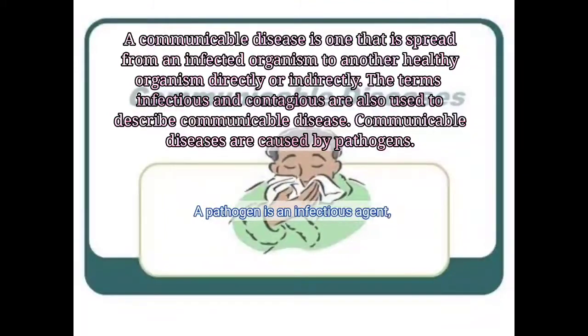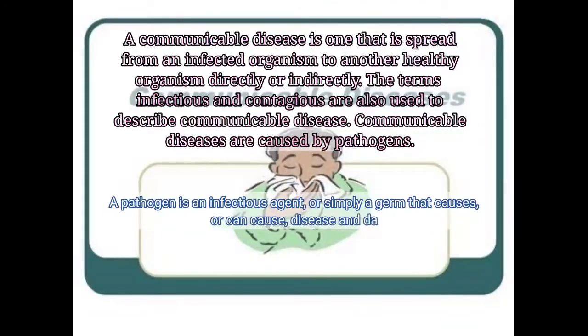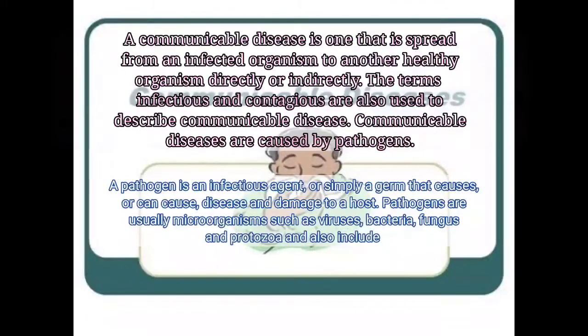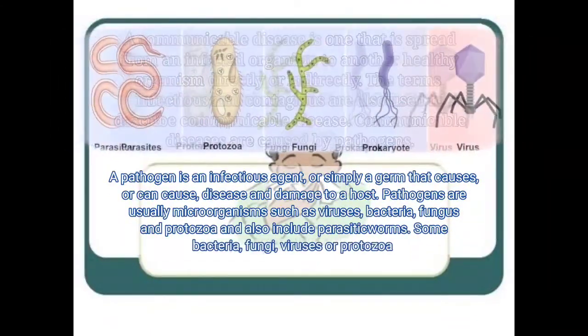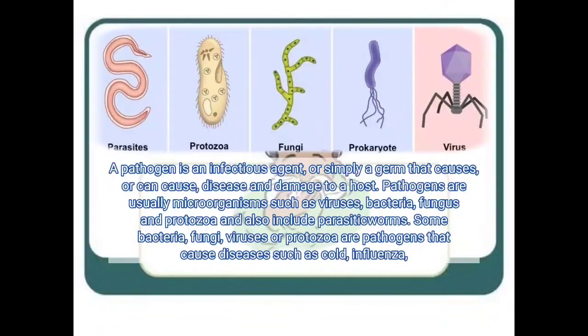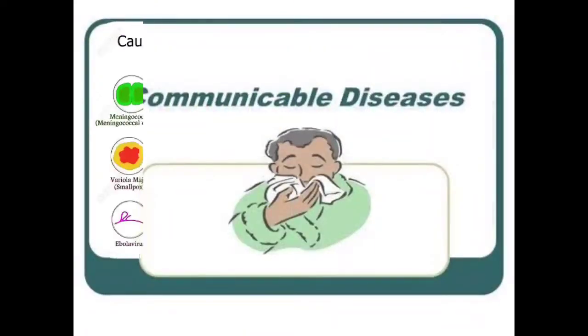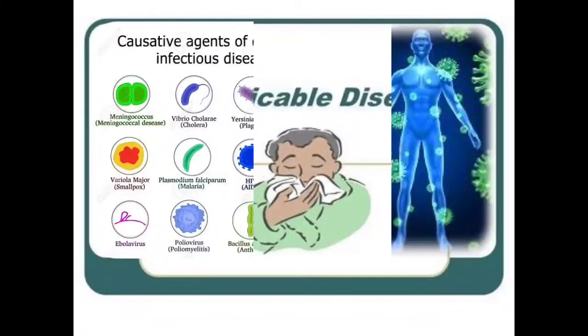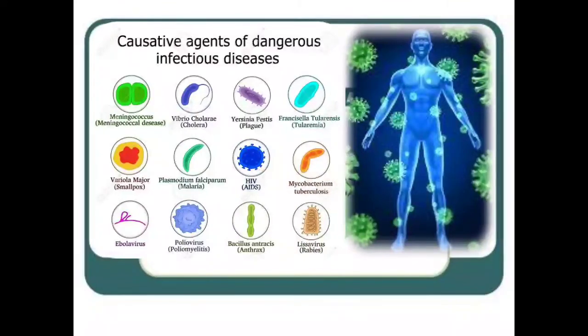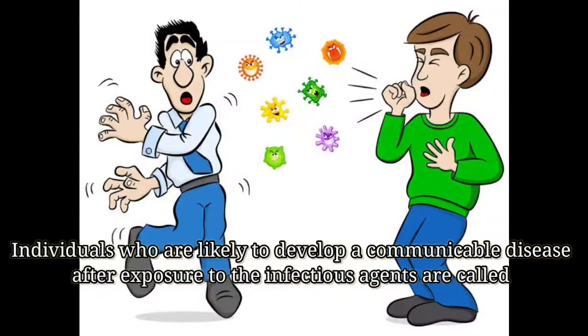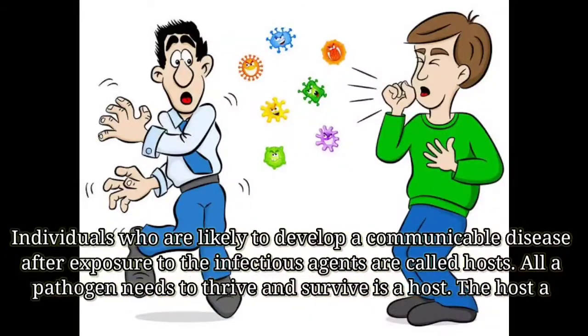A pathogen is an infectious agent, or simply a germ, that causes or can cause disease and damage to a host. Pathogens are usually microorganisms such as viruses, bacteria, fungus, and protozoa. They may also include parasitic worms. Some bacteria, fungi, viruses, or protozoa are pathogens that cause diseases such as cold, influenza, malaria, chickenpox, measles, and so on. Individuals who are likely to develop a communicable disease after exposure to the infectious agents are called hosts.